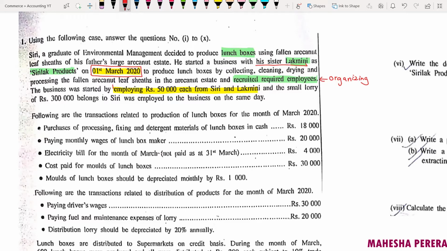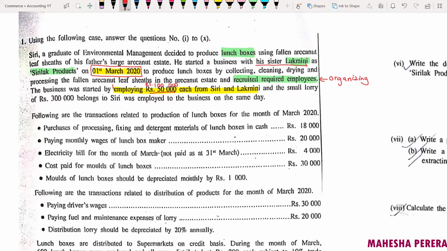Now, how much is the total capital? Is it 50,000 rupees? No. There are two partners here, so this has to be 50,000 each. That means 50,000 times 2, which is 100,000. So it's better if you write the total capital here when you read. Otherwise, you might forget and you will record 50,000 as capital in accounting questions.